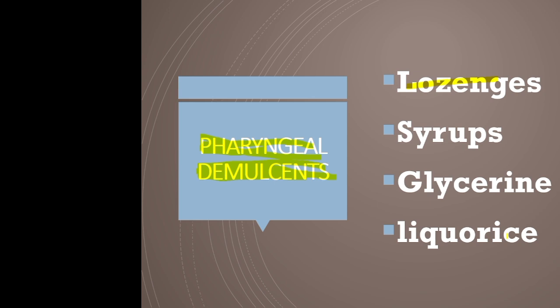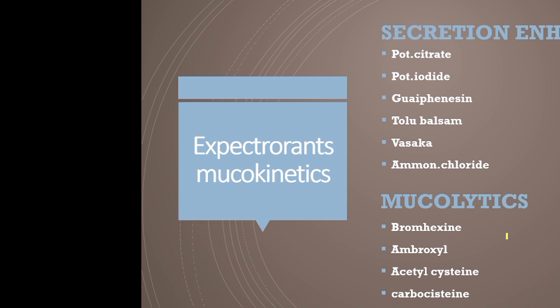Next, the other classification of drugs for cough is expectorants, which are also called mucokinetics. They increase the mucus. What are expectorants? Expectorants are a type of medicine mostly used to treat cough, and they clear the mucus from the throat. Expectorants help in conditions like cold and flu.